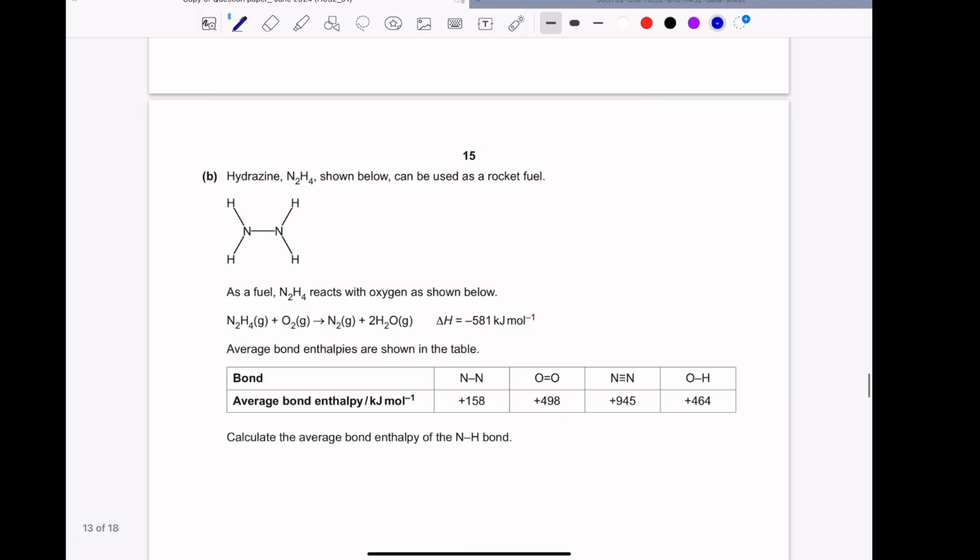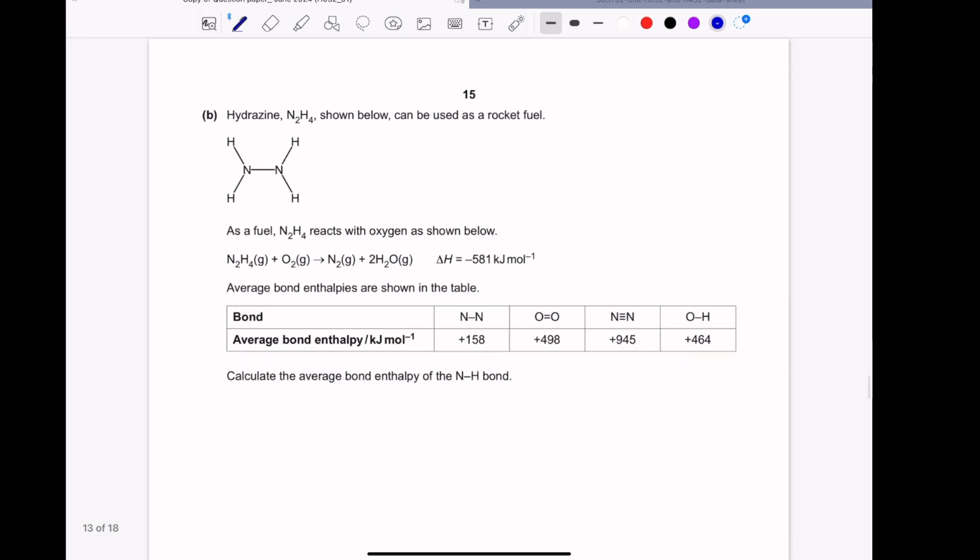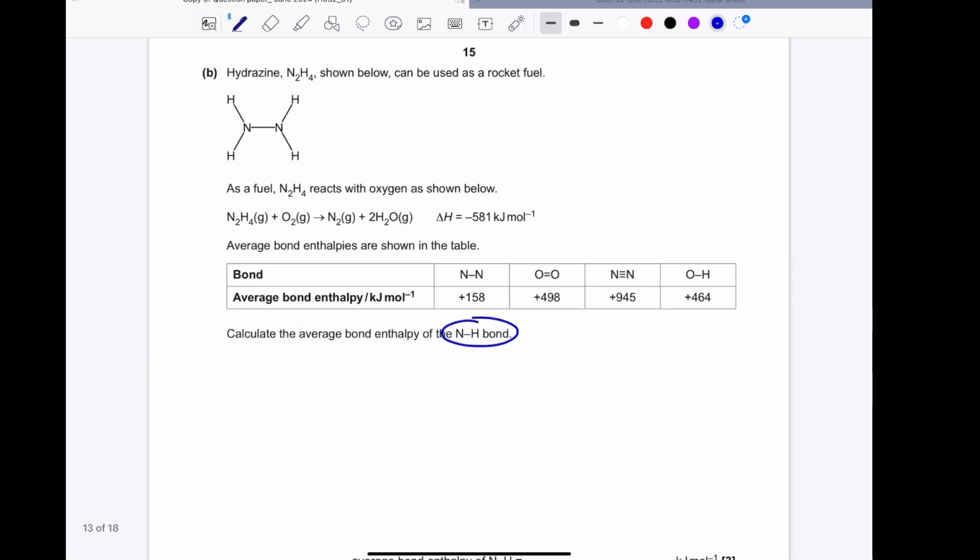The next question is part B, which is hydrazine, as shown below, is used as rocket fuel. As a fuel, it reacts with oxygen, as shown below. The average bond enthalpies are shown in the table. Calculate the average bond enthalpy of the NH bond. Alright, so they've done us a favor by drawing it out, so this should not be too difficult.